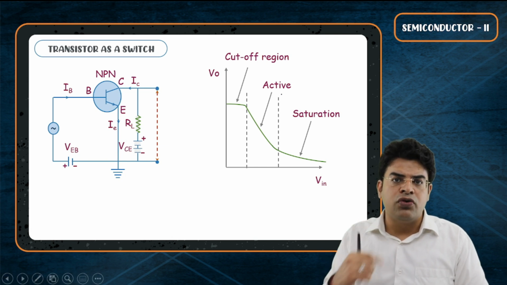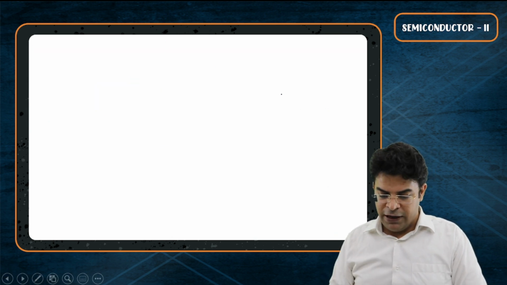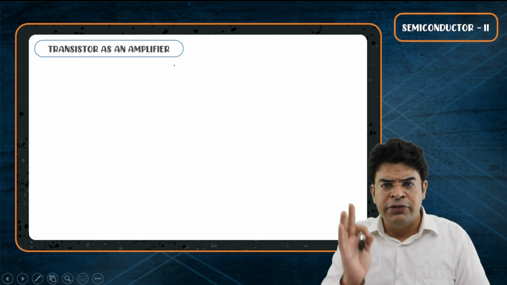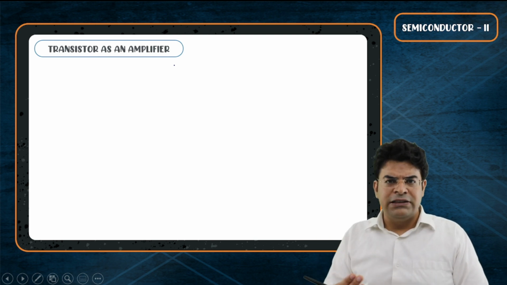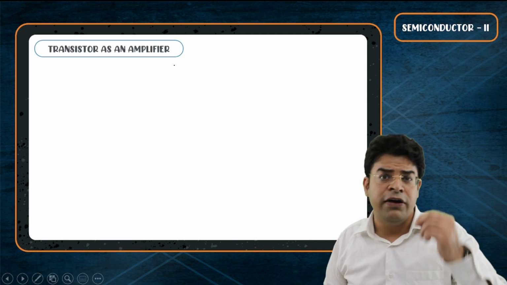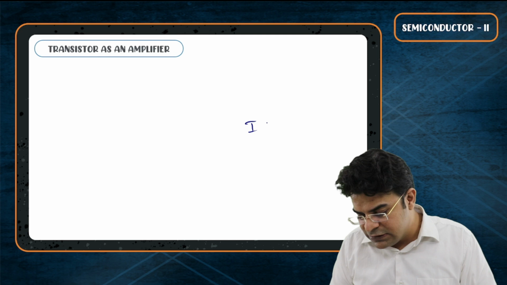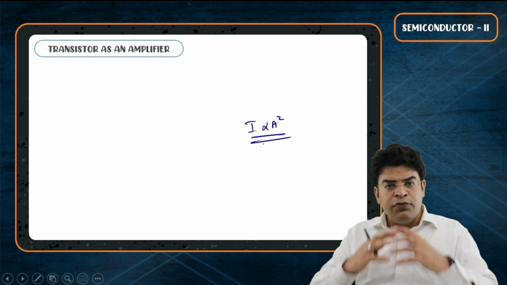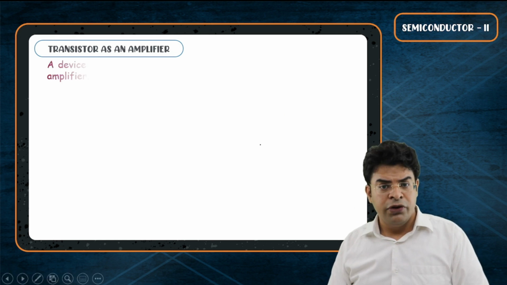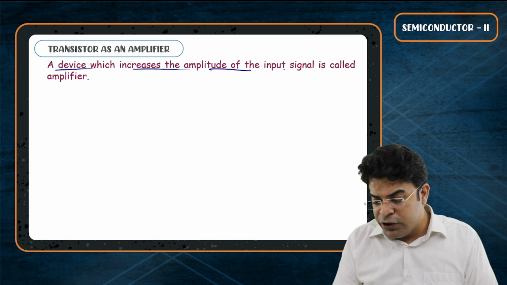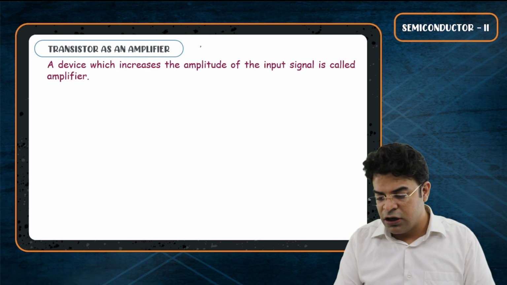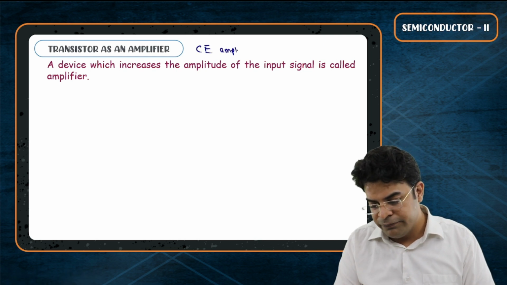So now it's time to talk about the working of a transistor as an amplifier. First of all, we need to understand what is the meaning of amplifier. Amplification means the increase in amplitude. We know that for all three types of waves, string wave, sound wave, light wave, the intensity is directly proportional to amplitude squared. So if you increase the amplitude of the wave, you end up increasing the energy associated with the wave. So a device which increases the amplitude of an input signal is called an amplifier. The type of amplifier we are going to learn here is called the common emitter amplifier.